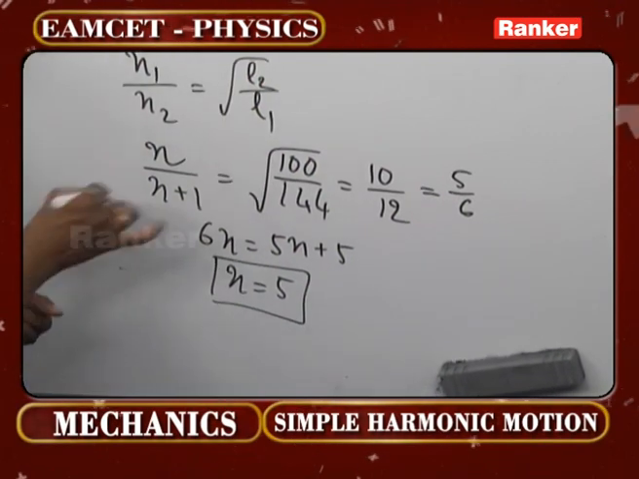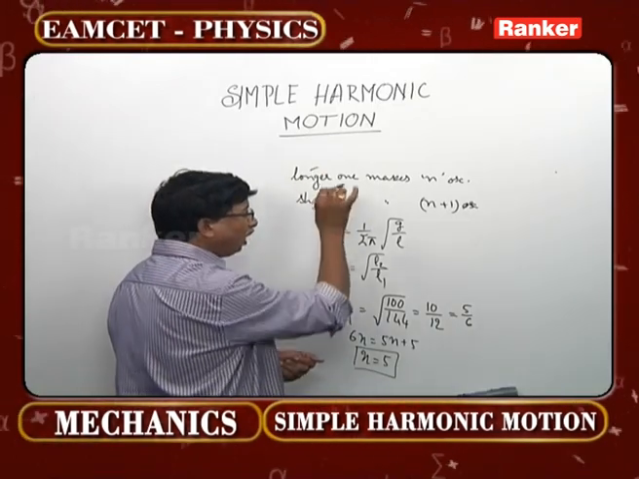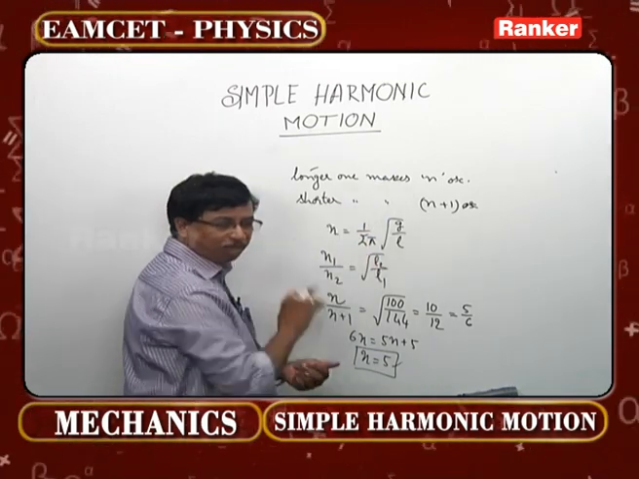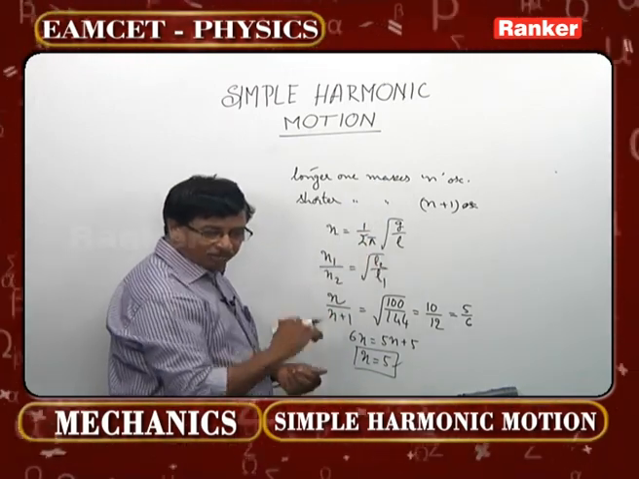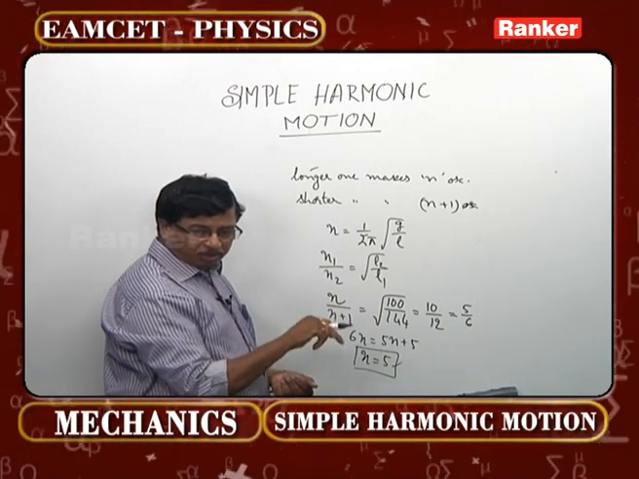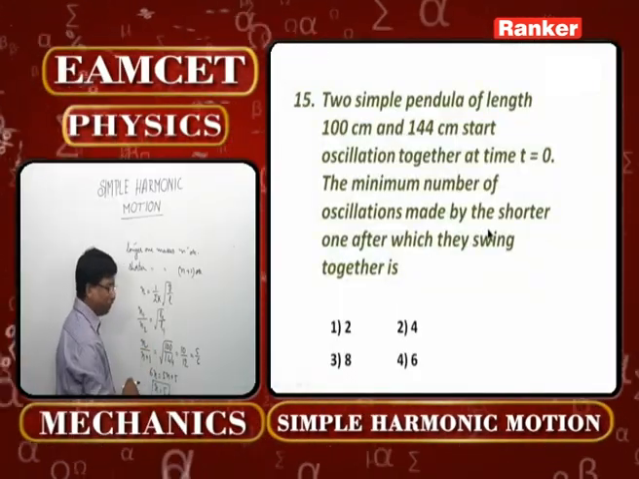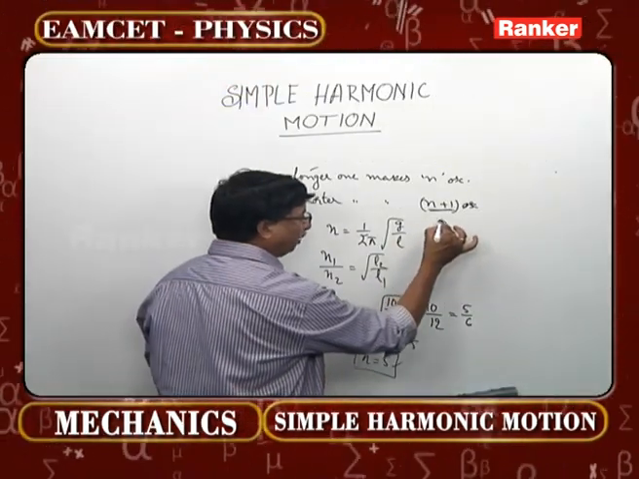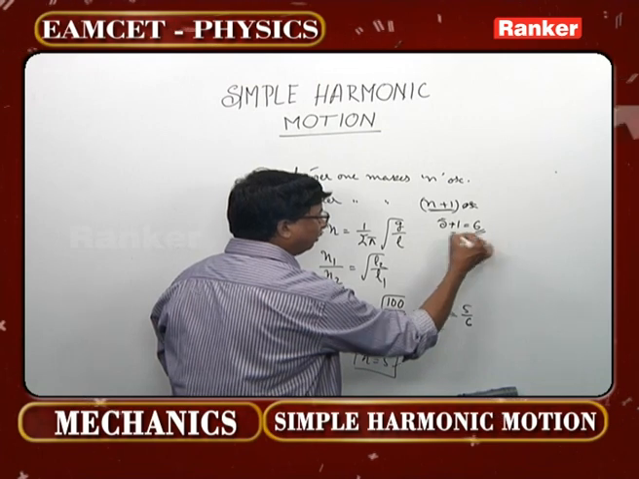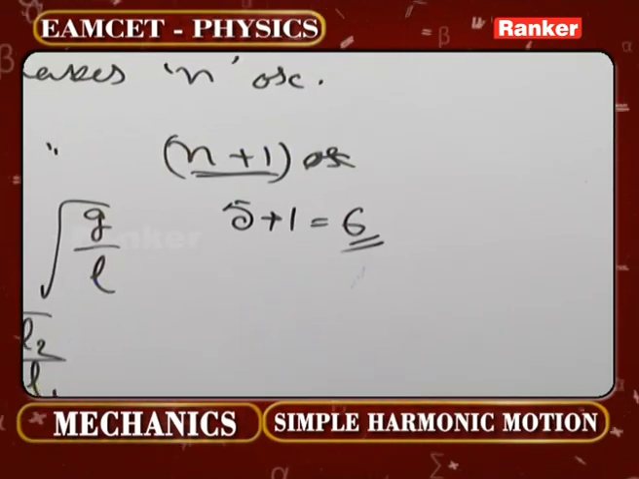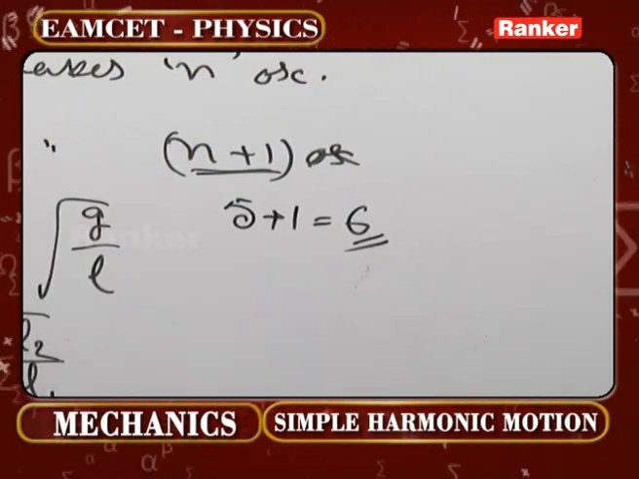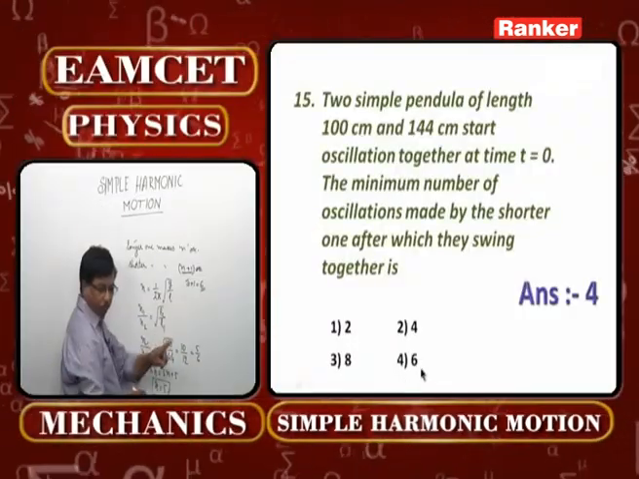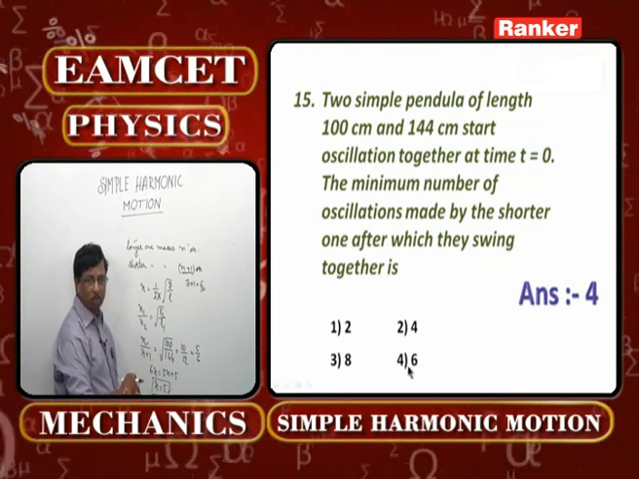Look at carefully. What is this n I said? The longer pendulum makes 5 oscillations before they come into the same phase. But the question is asked the other way. How many oscillations does the shorter one make? The shorter one makes 5 plus 1, so 6 oscillations before they once again enter into the same phase as such. So what is the correct option over here now? The fourth option is going to be the correct option for us.